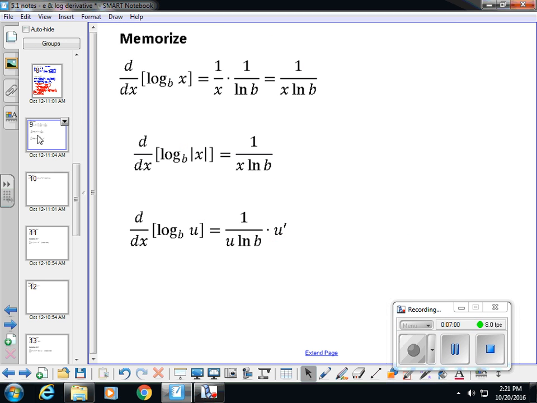Now, we can also do derivatives of log when they have a base. So when it's log base b of x, that becomes 1 over x times the ln of b, so the ln of my base, which simplifies to 1 over x ln of b. That will be the same thing if my argument's in the absolute value. Now, if I have some u, so if this is not just an x, I get 1 over u times the ln of b times the derivative of u. Okay, so that again is using my chain rule.